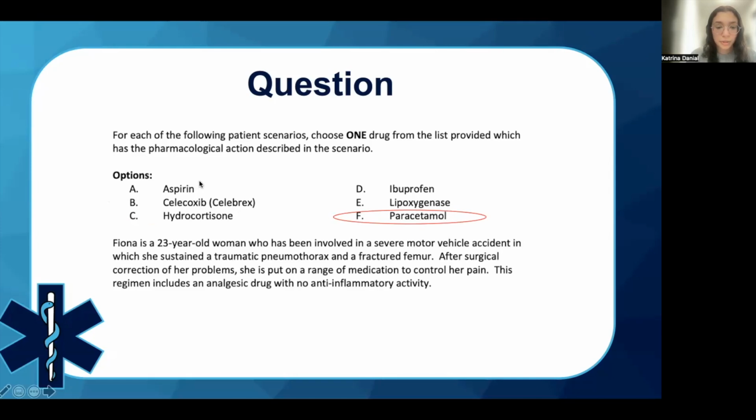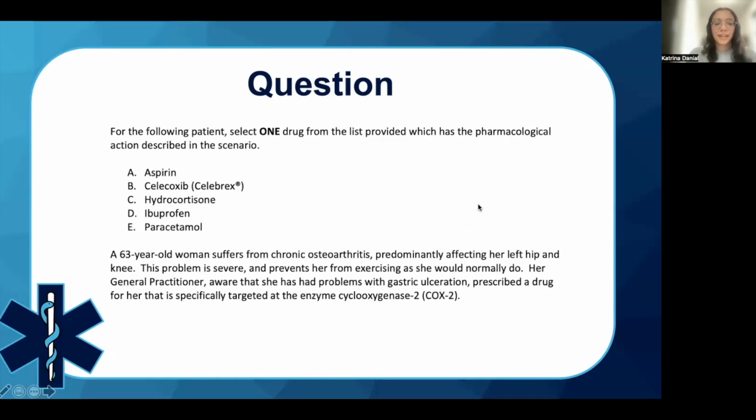All right. So aspirin is a peripheral COX inhibitor. It's an NSAID. Celecoxib is a selective NSAID. Hydrocortisone is a steroid which has anti-inflammatory activity. Ibuprofen is an NSAID, and I don't even know what this is. So it's paracetamol.